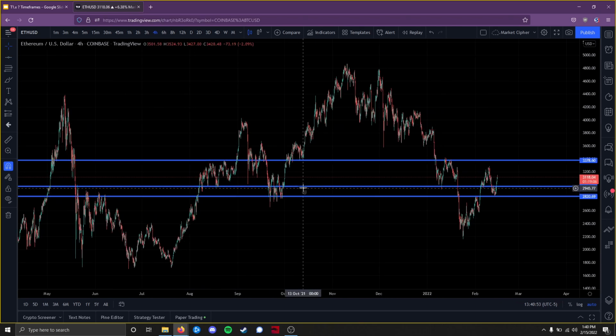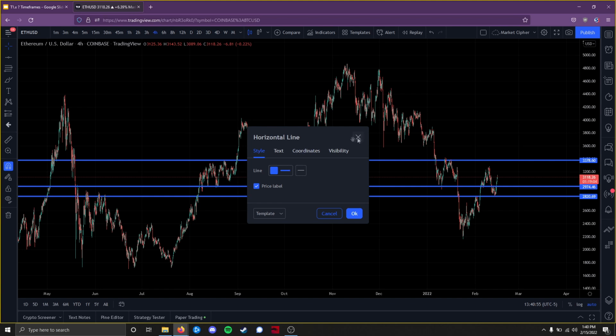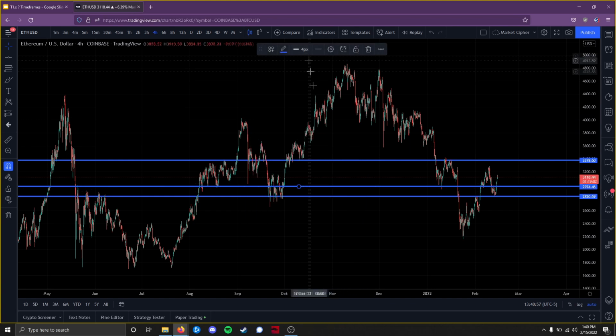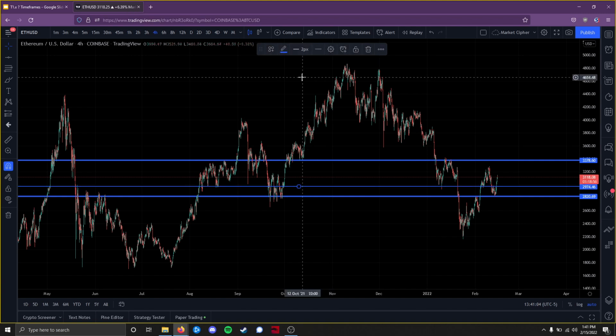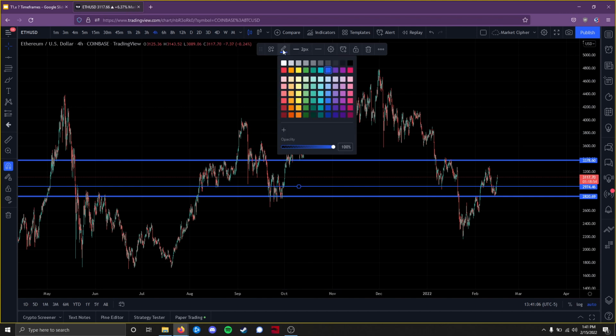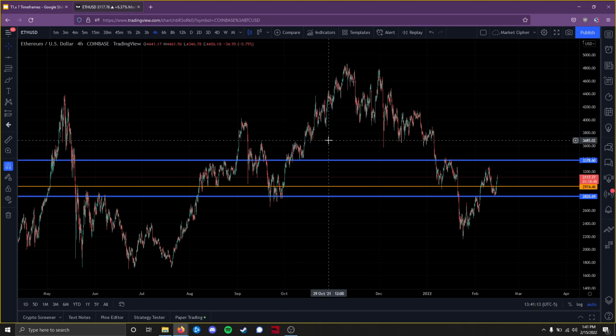And instead of having this the same color and having it the same thickness, what we could do is we can click on that line. Let's clear that. And we could maybe make it a 2px, so that way it's thinner. And we can also color code it. Maybe instead of the same color blue, maybe we put it as orange.